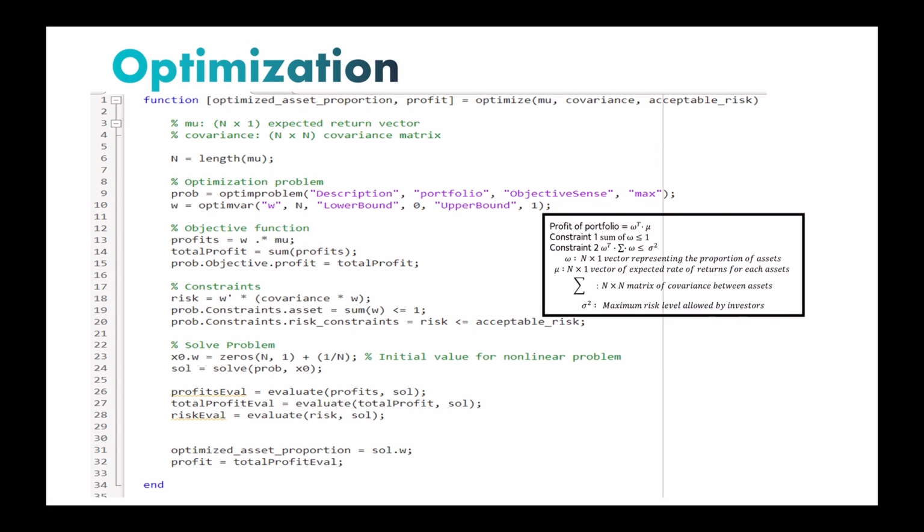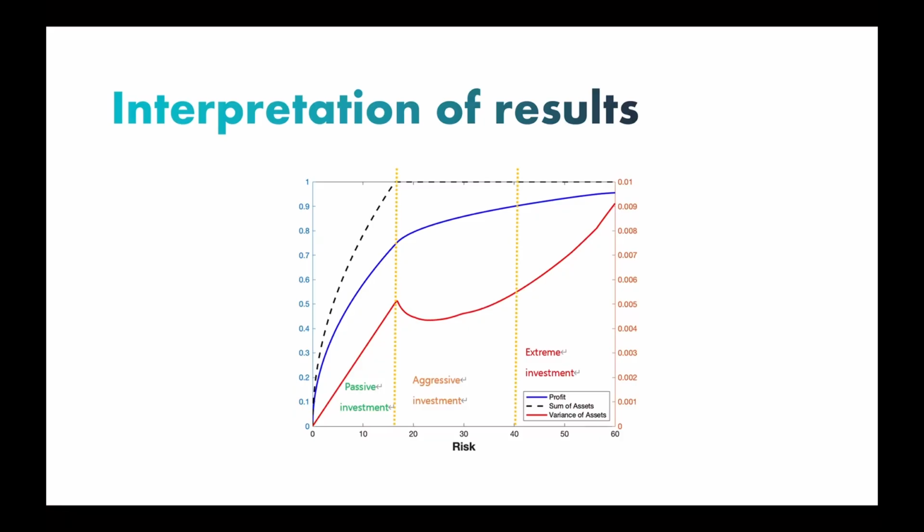The optimization function can be divided into four parts: the part that generates the optimization problem, the part that generates the objective function, the part that generates the constraint, and the part that solves the problem. The following code is a code translation of what is inside the box on the right. And this graph is the result.